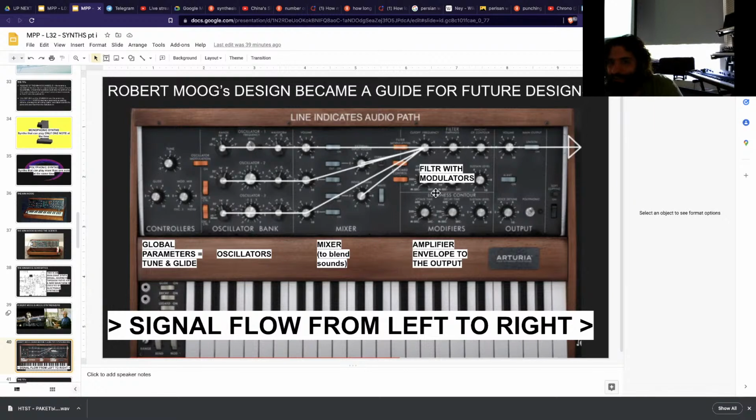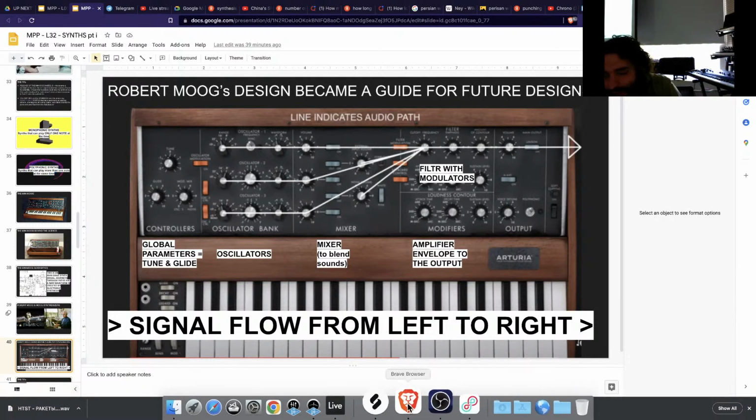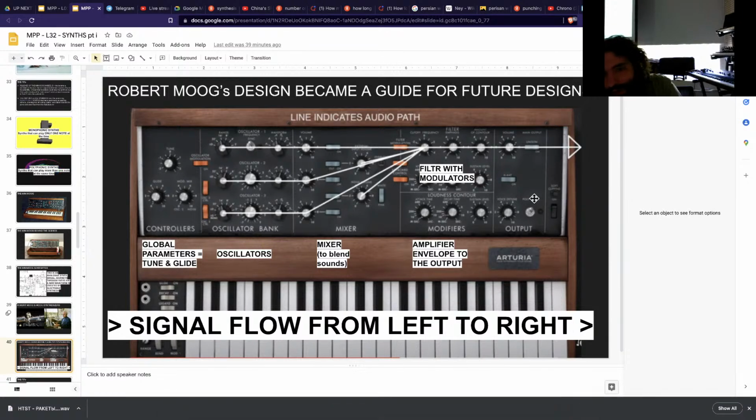And the filter has some modulators. I'm saying this with such care because there is another set of attack, release, and decay down there that is not for the filter. This is only for the filter. That's really important that we get that, because this same principle is going to be repeated everywhere. And so it has a sustain and a release and a decay.